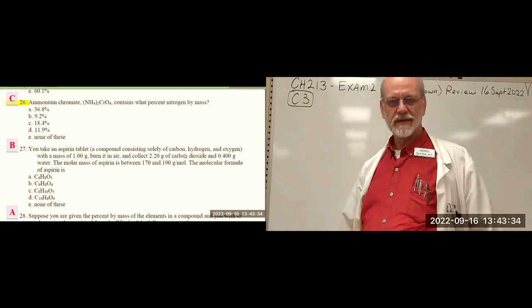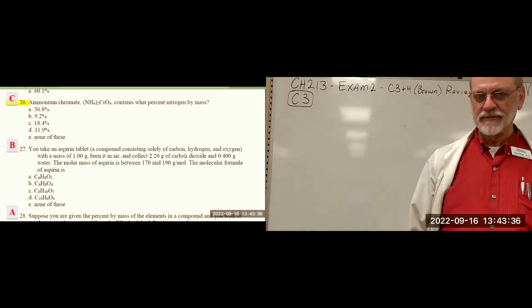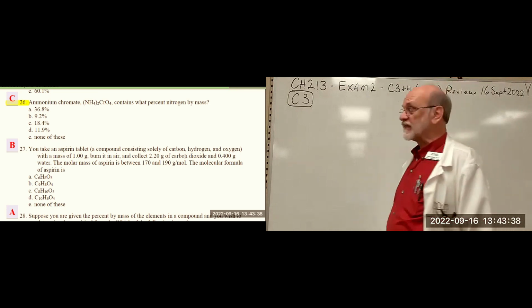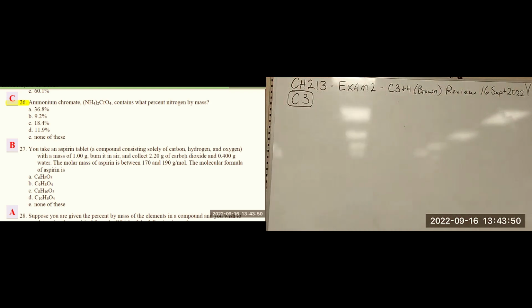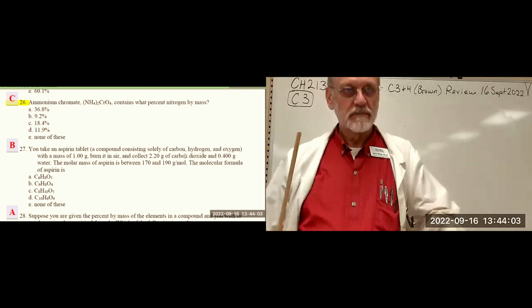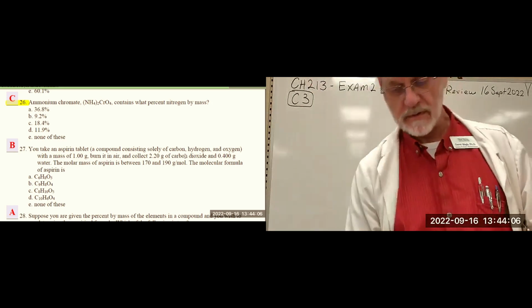Ammonium chromate contains what percent nitrogen by mass? Here we go again. The trick to this one is to recognize that you've got 2 nitrogens here. There's one in this polyatomic ion, but together they're two. So you have two nitrogens in the numerator. Then you go add the rest of them up.